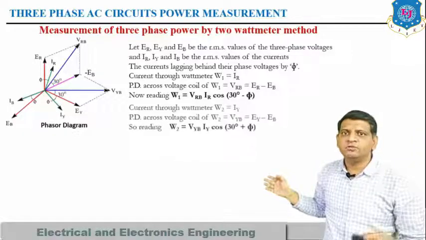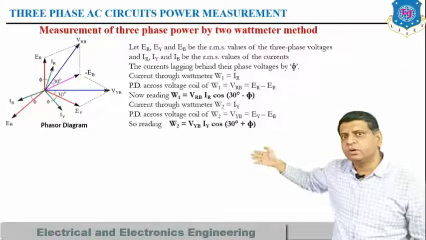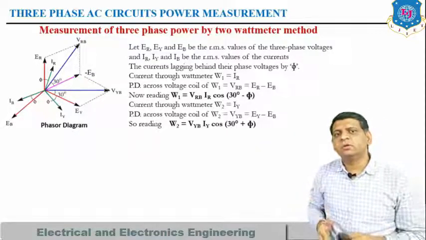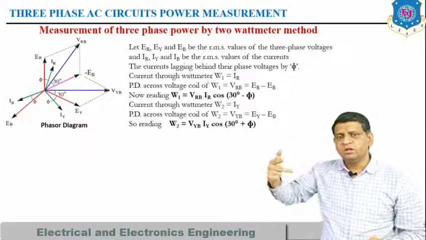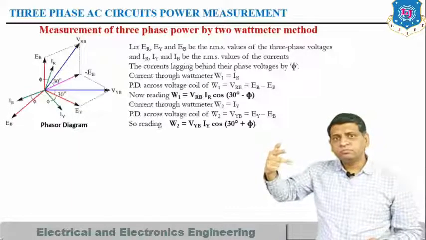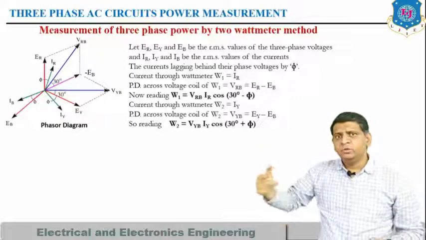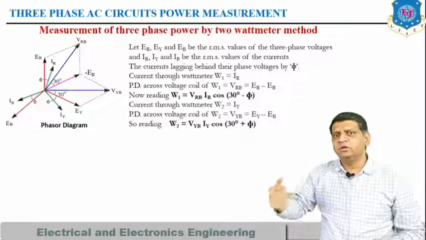Now, the same terminology goes for W2, IY and VYB. From the phasor diagram, you can see the relation between these two vectors is nothing but cos(30 plus phi). So, from these two equations, W1 is equal to IR into VRB into cos(30 minus phi), and W2 is equal to IY into VYB into cos(30 plus phi).